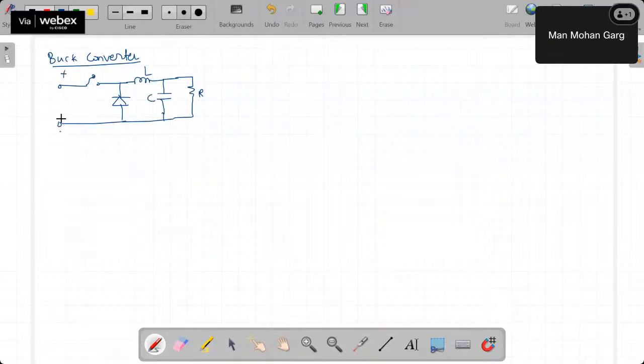Okay, so this buck converter is just an example, but we can generalize the analysis to other converters as well. So we'll try to understand this operating principle well.